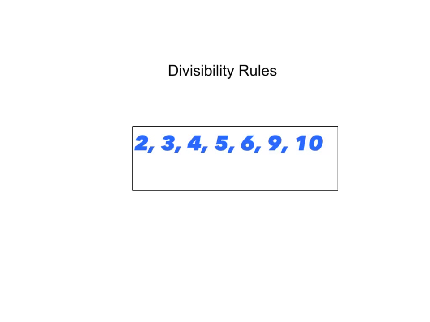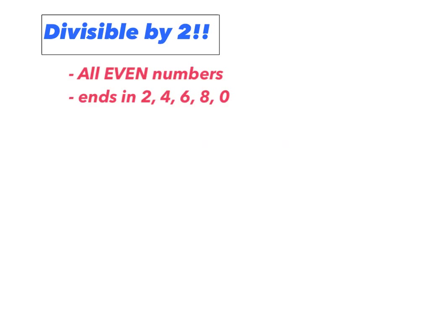All right, guys, today we're going to learn some very helpful tricks called divisibility rules. A lot of times you can look at a number and know if you can divide it by some of these numbers, and believe me, it will be very helpful if you remember these divisibility rules. The rules that we have are for the numbers 2, 3, 4, 5, 6, 9, and 10. Let's check them out.